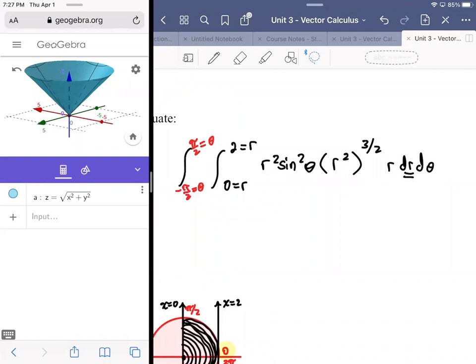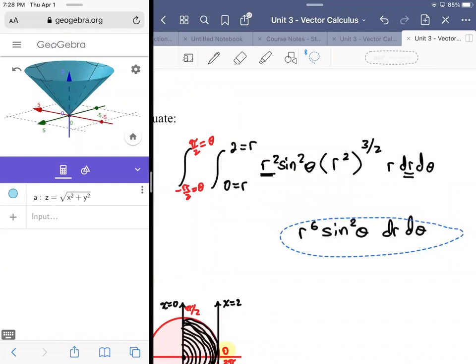Now this is going to be the square root of r squared is r cubed times another r is r to the fourth, times this r squared that's there is going to give me r to the sixth sine squared theta dr d theta. Now I didn't forget the r. This r over here, I didn't forget it. I consolidated it with all the other r's. I had an r squared here. This becomes r to the third, that's r to the fifth, multiplied by another r gives you r to the sixth. All right, so we're putting it all together.